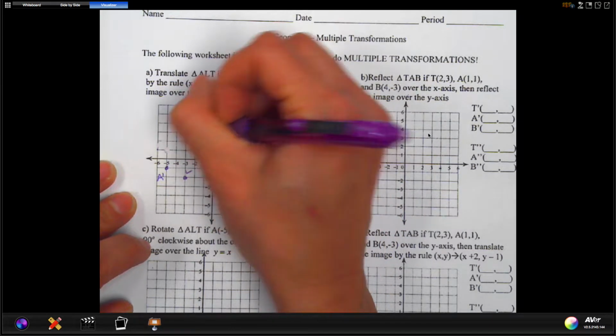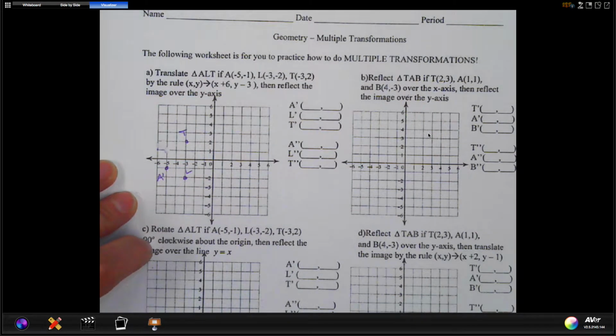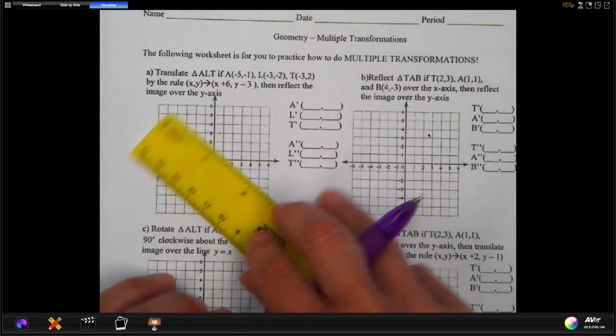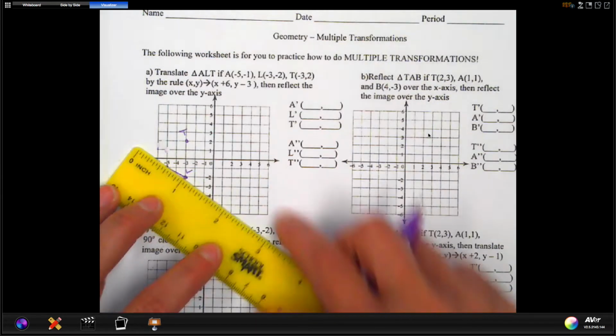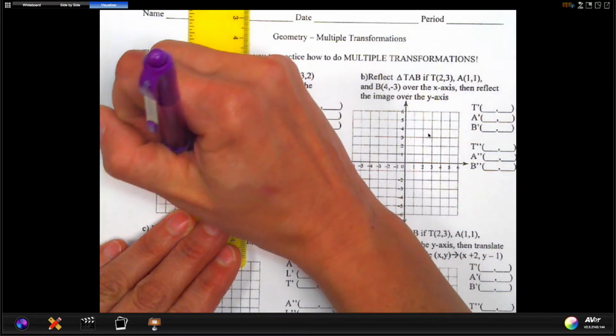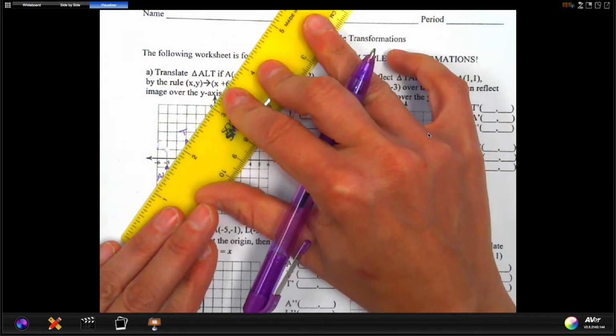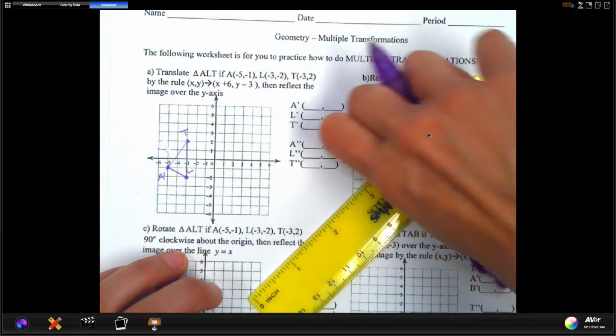And here is our original triangle, ALT. I'm going to use a ruler so that I can do this correctly. If you don't have a ruler, it's fine. It would help if you could use the side of your folder or just something to make sure your lines are straight, because it will make it look better and make you more accurate. Okay, so there's ALT.